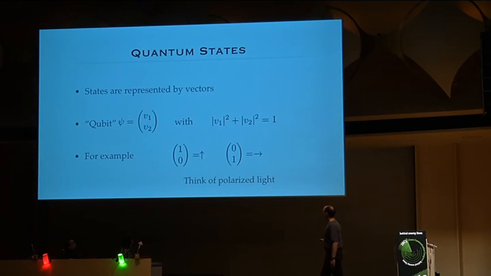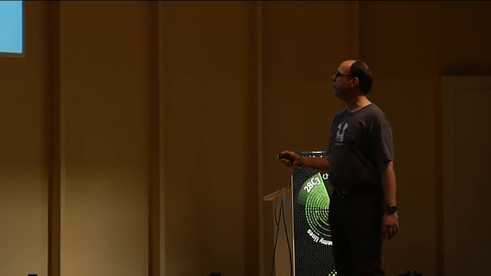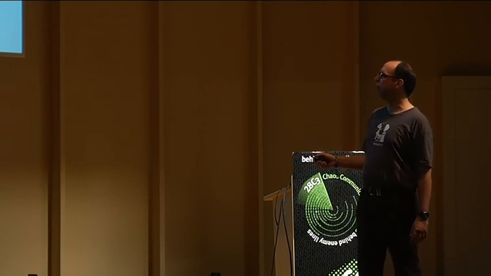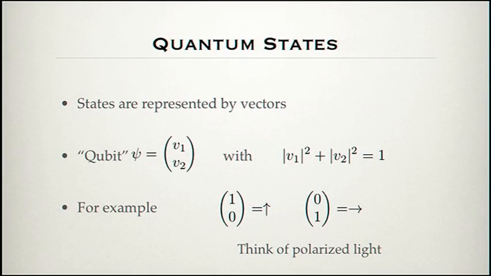It's usually given Greek names, so let's call this one psi. For the case that you just write two numbers on top of each other, this is called a qubit, for quantum bit, if you like. And there's one further condition, and that is that the absolute value of the first entry squared plus the absolute value of the second entry squared has to be 1. So let's look at examples. The examples I'm going to use in the following are the ones with 1 and 0, and 1 squared plus 0 squared is 1, so this fulfills this condition.